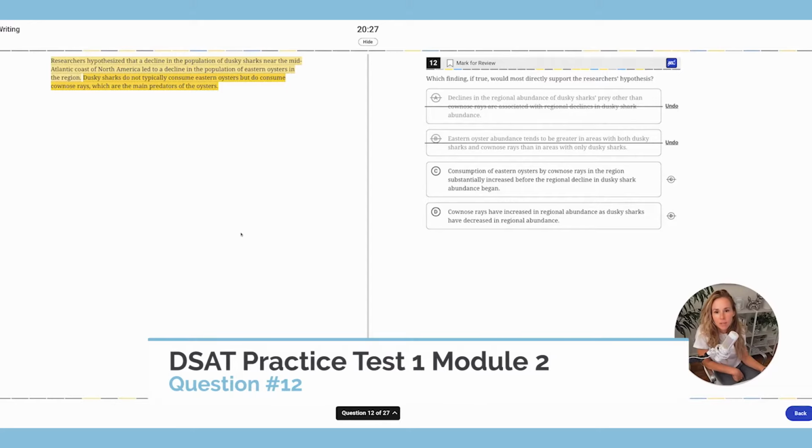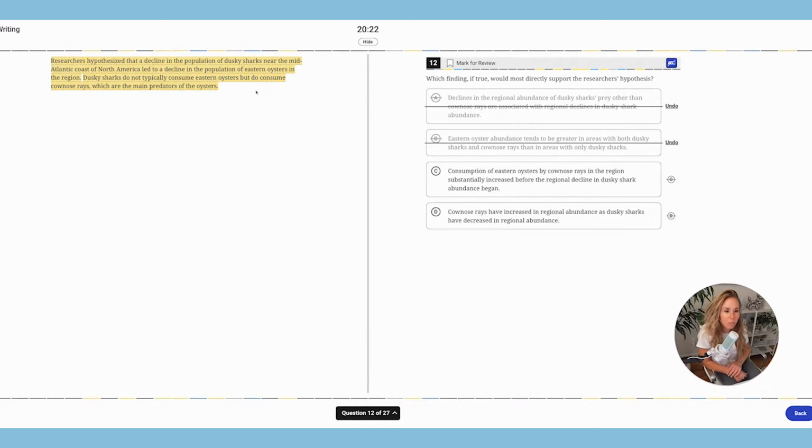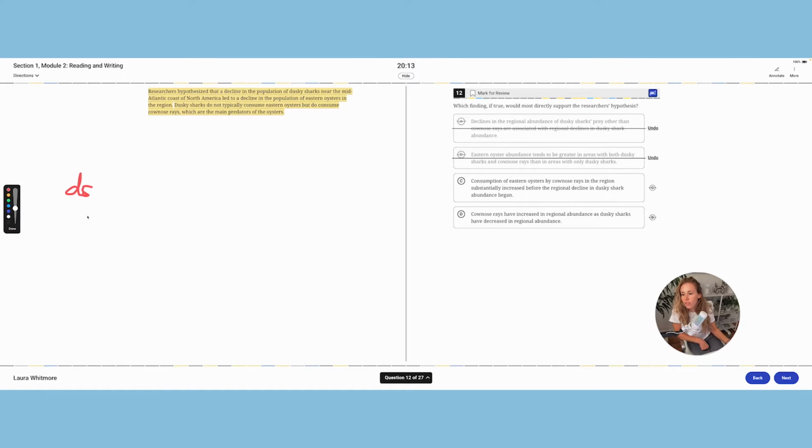All right, guys, this cow nose ray question is pretty confusing. As you can see, I already had some annotations on here from working it out. But here's the thing at the end of the day, okay? If you have dusky sharks, we'll call it DS for dusky sharks, and their population is going down because the oysters are going down, and they have no relation to each other, the only thing that could happen is those cow nose rays are going up. Because if the dusky sharks are going down, they're not eating the cow nose rays, so their population's increasing, which is they're eating the oysters, and that's making the oysters go down. So that's why the answer to that one is actually D.